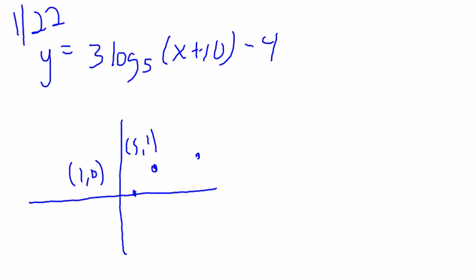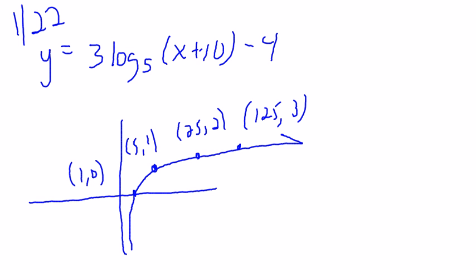I get (25, 2). And the last one I'm going to put on here is (125, 3). Then I connect it all like so. It does have some points down in this region right here that are fractions, but I'm not going to worry about them because they're harder to put on the graph, and I've got 4 points, so I'm good to go.